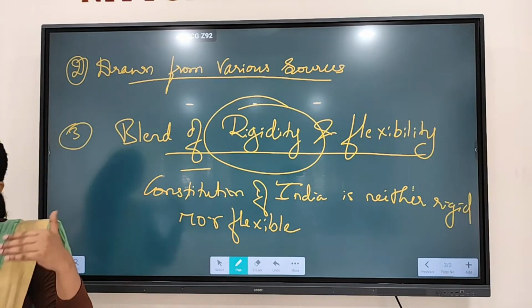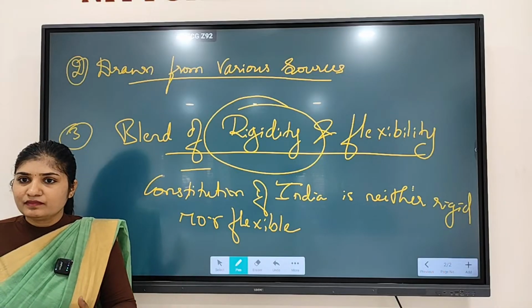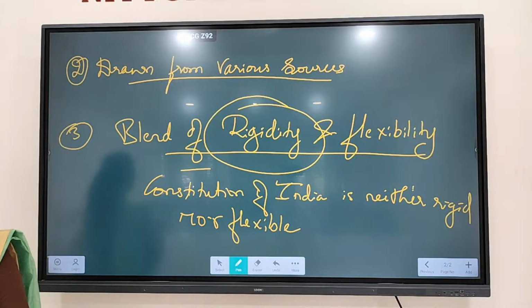We have adopted both styles of amendment. Our Indian Constitution is rigid and sometimes it acts as flexible also. With the help of a special majority, it is difficult to amend the Constitution. With a simple majority, it is easier to amend the Constitution. We have different types of majorities: absolute majority, effective majority, special majority. Let me explain that in detail tomorrow.